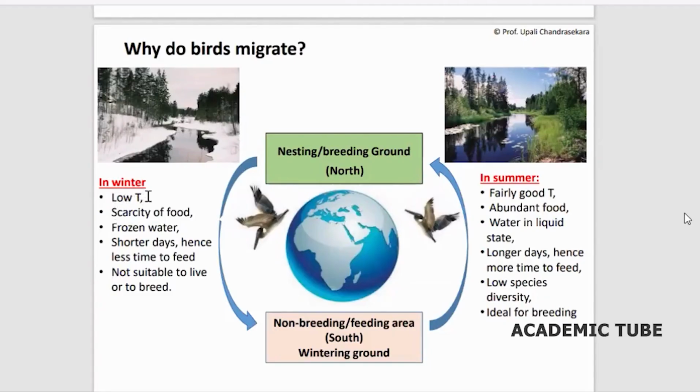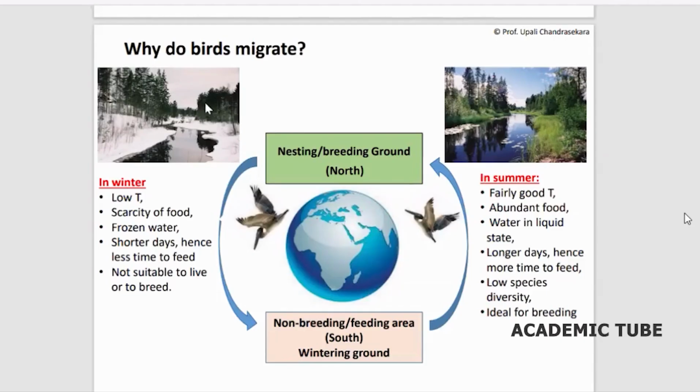In the winter, the temperature is very, very low. Number one, the food production in the trees becomes low. So food is scarce. Fruits are not abundant. Water is mostly frozen. You know, the birds drink water, but they cannot drink ice. Right? Water is mostly frozen.